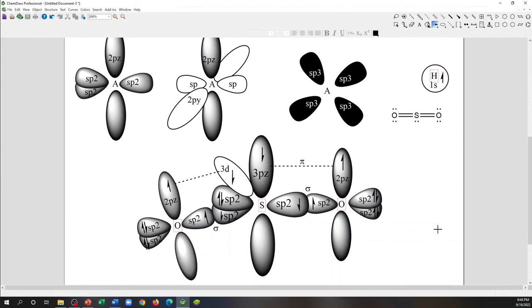Pi bonds are defined as a non-linear overlap. And so anytime you have two orbitals that are coming together that's not in a head-on collision, then we're going to call that a pi bond. There's actually something else called a gamma bond, I believe, which we could maybe call this, or delta bond. I can't remember, and I don't care.